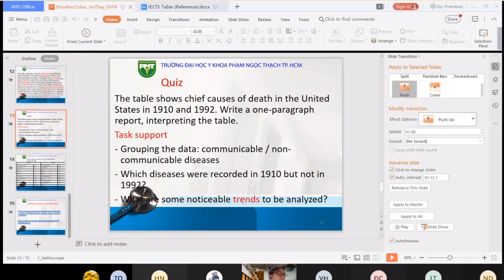in 1910. And in the next body paragraph, you discuss information of 1992. And you can even make comparisons between pneumonia or influenzas between these 2 years, because we can just make comparisons between the same categories, right? If the two categories are not the same, how can we make comparisons?